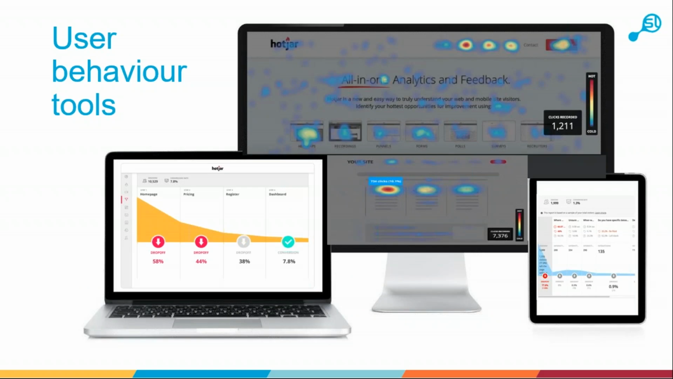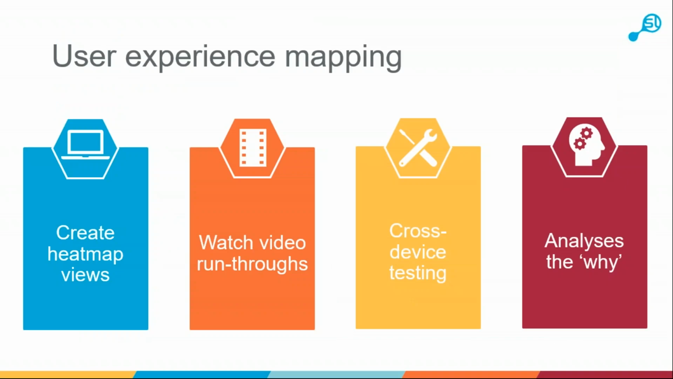User behavior tools as well, so anything like Crazy Egg, Hotjar, allows you to see where people are on a landing page. And it will provide you with data of drop-off points and things like that. There's a massive advantage to this. So like I've mentioned before, you can create heat map views, but also you can watch how people interact with your site as well. You can do cross-device testing, but most importantly, you can analyze the why as well.